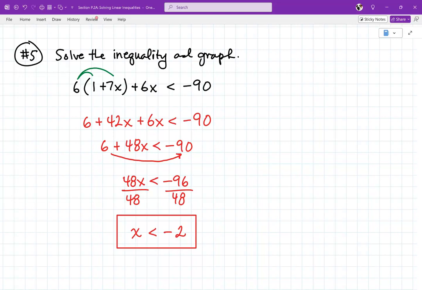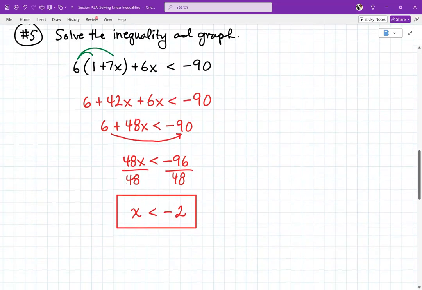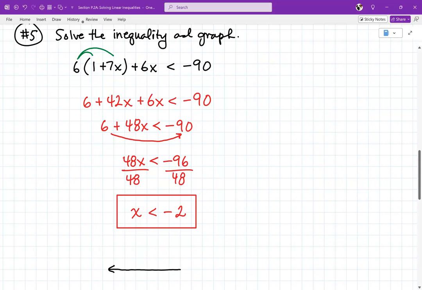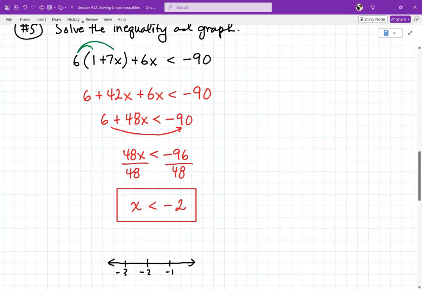So here's my answer. Let's go ahead and graph it. Again, I'm going to do a real quick lazy number line here. So here's negative 2, negative 1, negative 3.